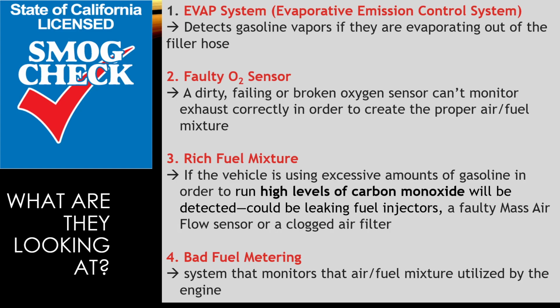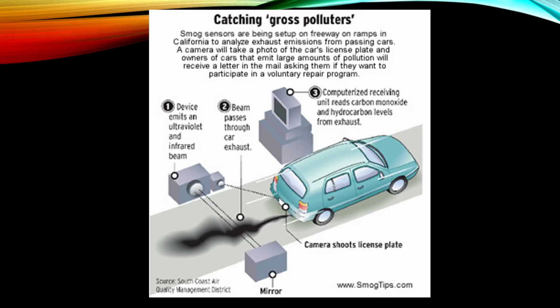So when you see that smog check, the reason that we get smog checks is because we're trying to make sure that the cars that are on the road are basically doing their best to limit the amount of pollution that they're releasing. In California, they've started actually using these devices to help catch these polluters, and what it does is they use different ultraviolet and infrared beams to catch how much car exhaust is coming out, and based off of the thickness of the smog that's coming out, they can actually take a picture of your license plate and send you a fine.